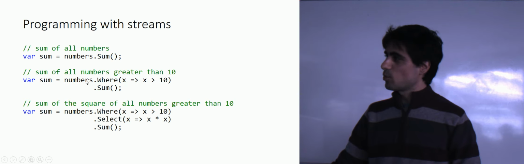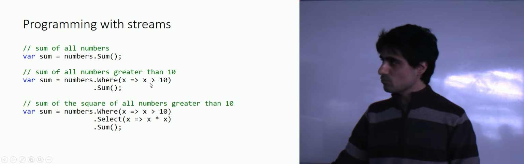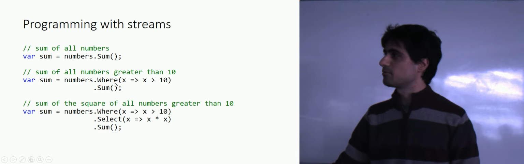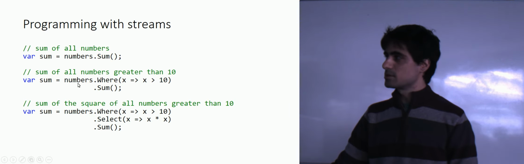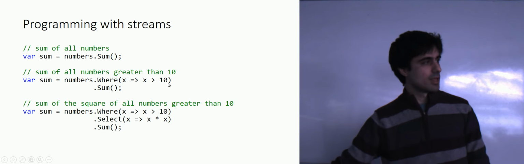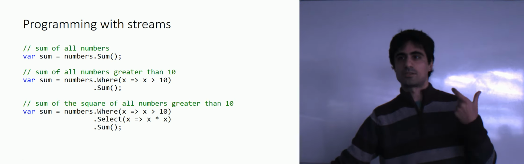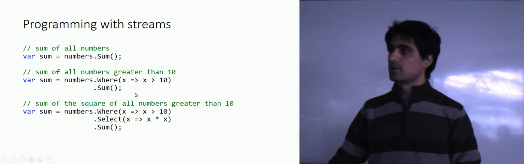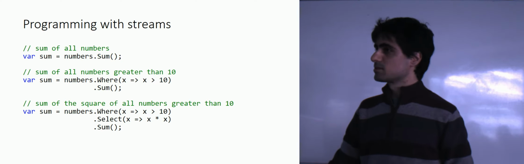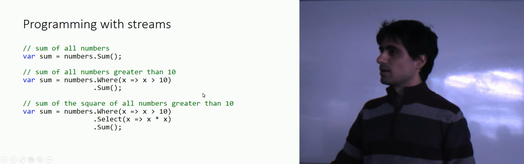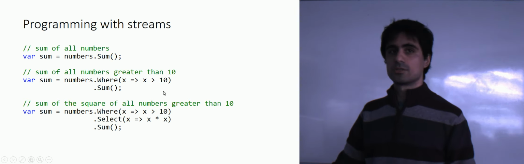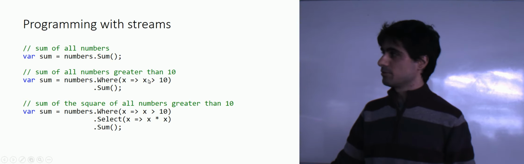the idea here is that when you call this function where, what you're really doing is creating a new data stream, okay? So now you have a data stream of numbers, but only the numbers greater than 10. But it still respects that same interface. It's still an enumerable. So because it's an enumerable, now you can still call sum. Yes, this function represents a bulk operation of filtering the data for x greater than 10, okay?